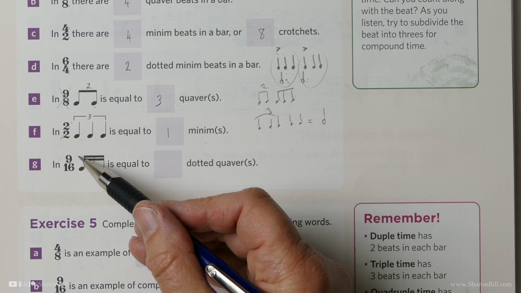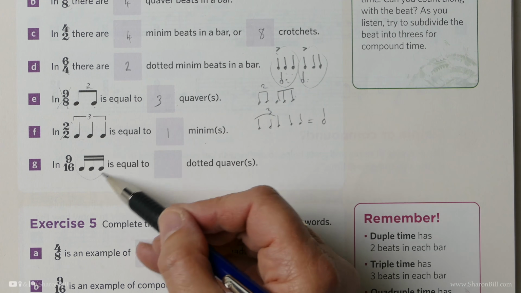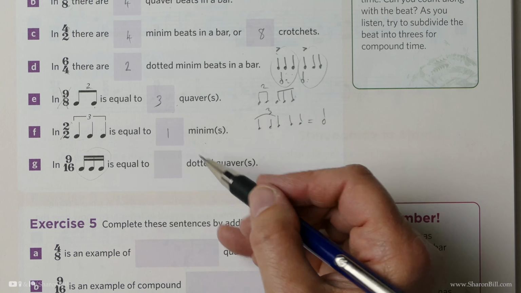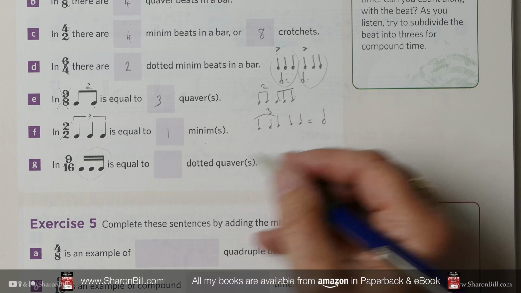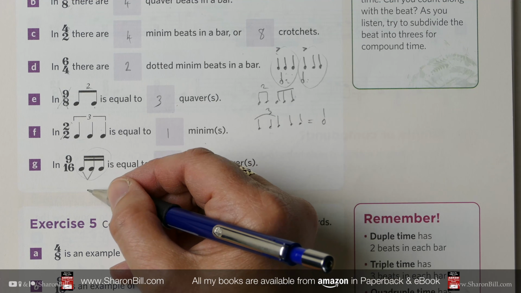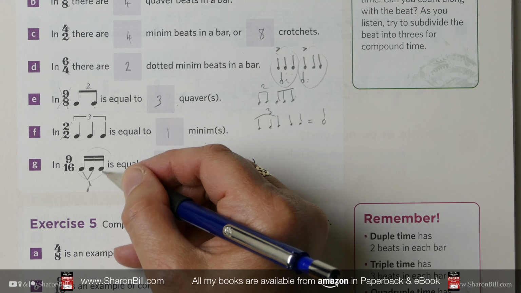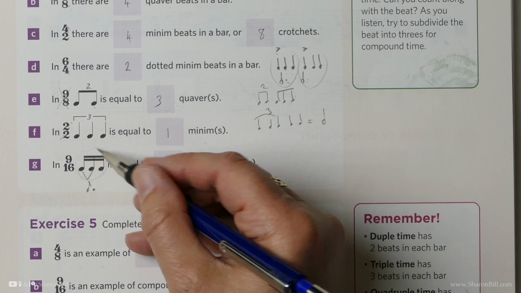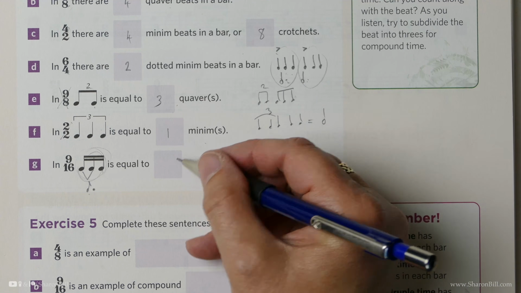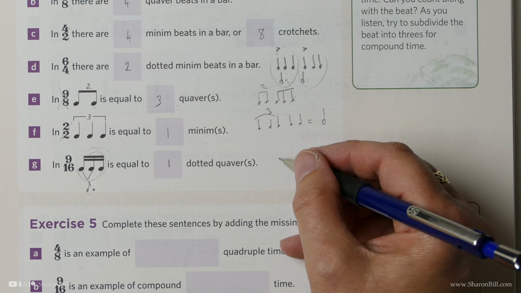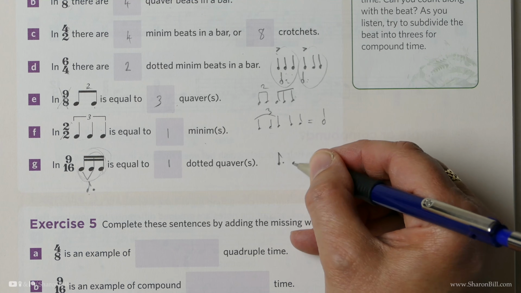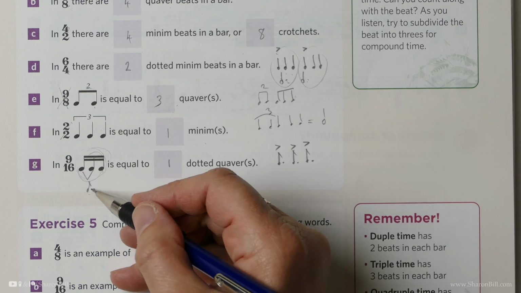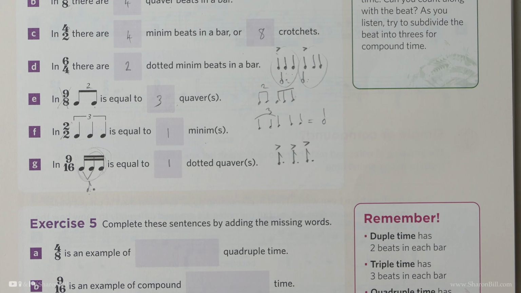And then in 9/16, this little group, and again, regardless of the time signature, this little group is always equal to the same amount of dotted quavers. And so we know that 2 semiquavers equals a quaver, and then half as much again gives us the dot. So this little group of 3 semiquavers is equal to 1 dotted quaver, and we know that 9/16 is triple time. It's got 3 dotted quaver beats per bar.